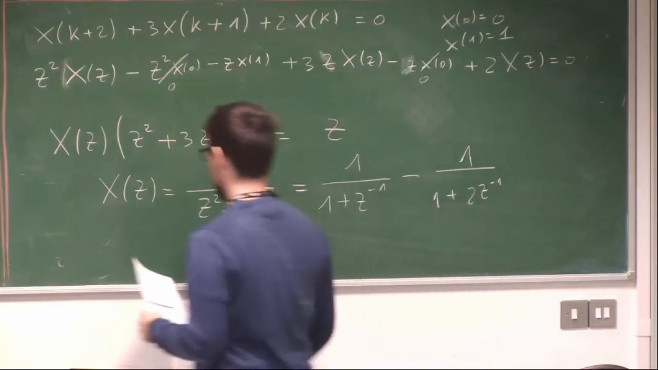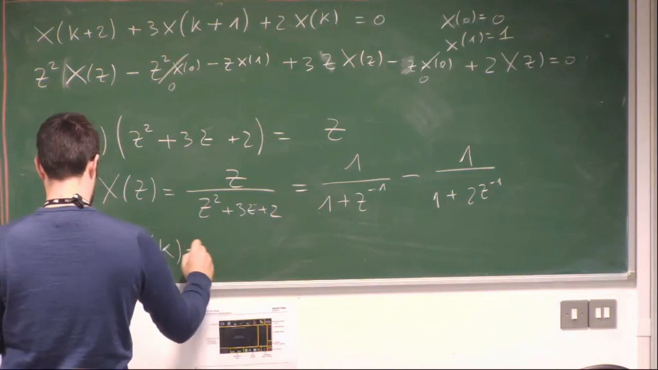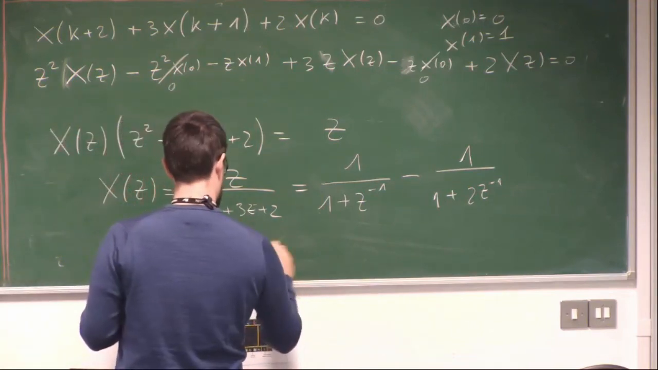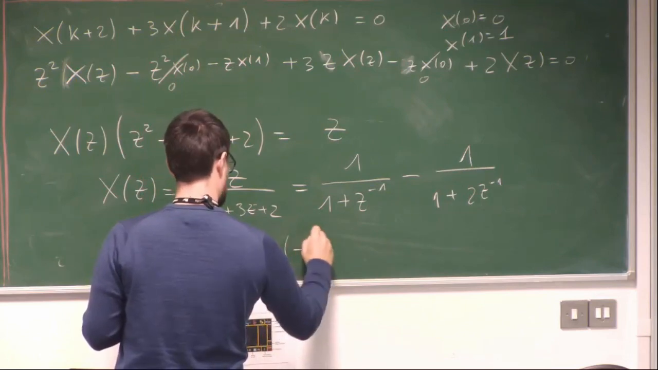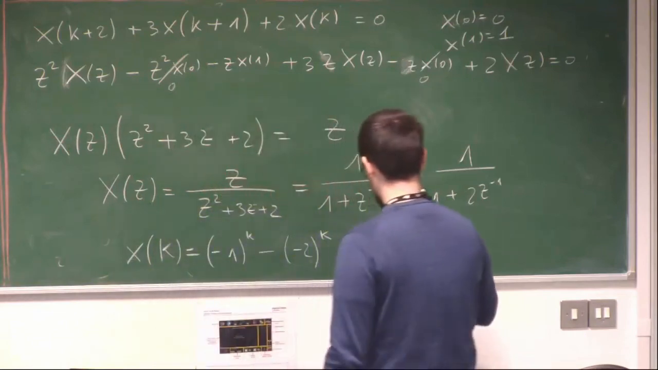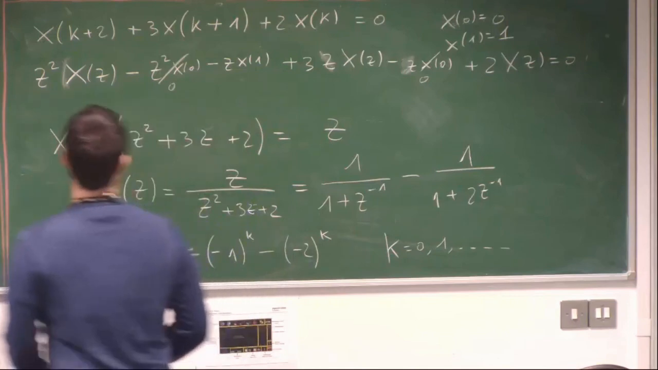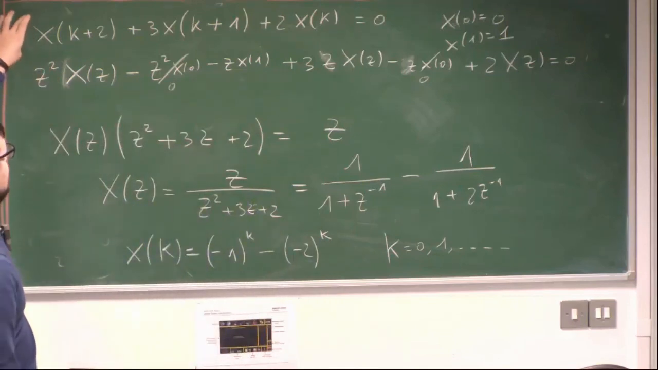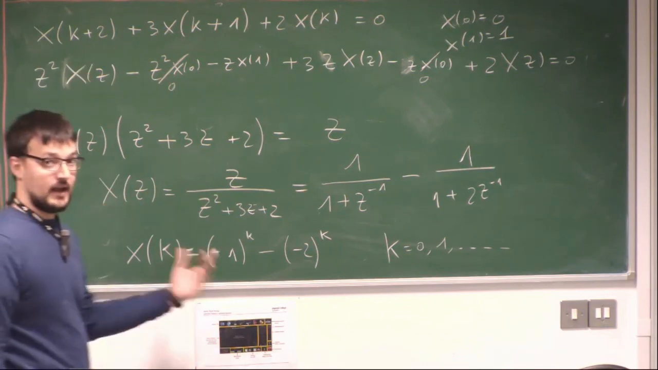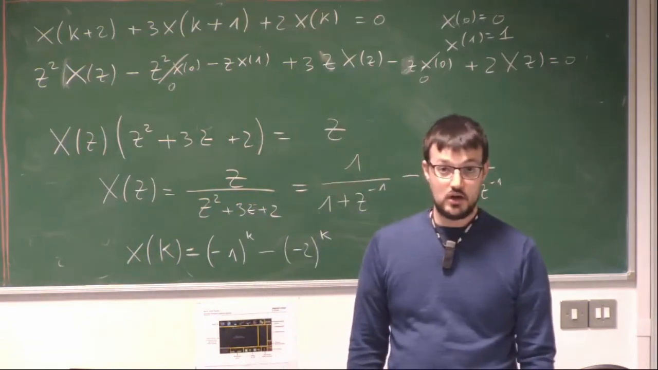Okay, and then now we can invert that, and we have x of k that is equal to minus 1 power k, and then minus 2 power k. Okay, and this is our sequence for k equal to 0, 1, and so on. So we have found the x of k that solves this difference equation using the z transform and the inverse z transform. So with this, I conclude the lecture on z transform.